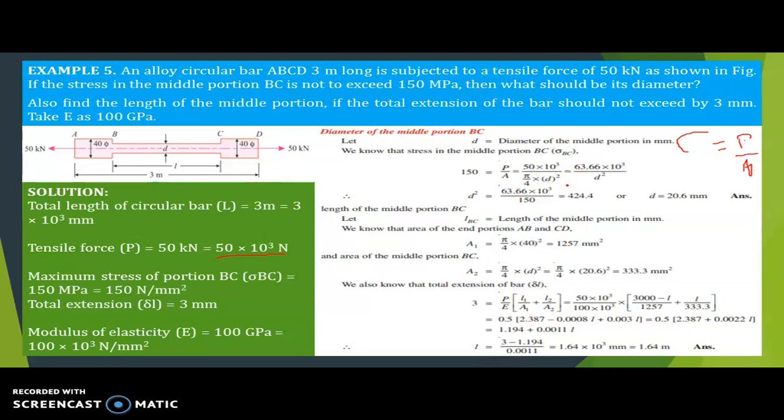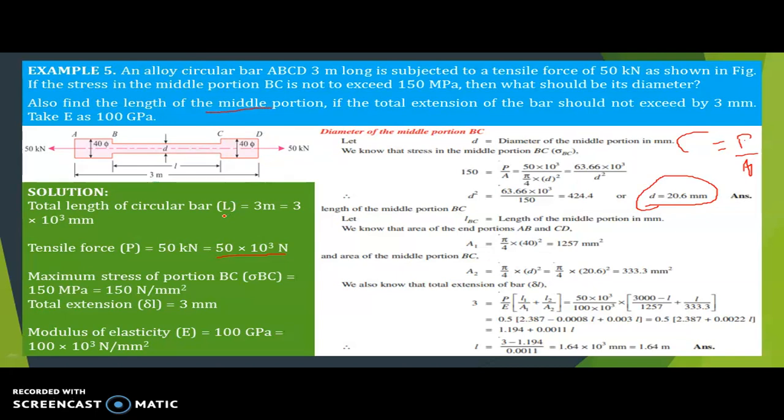When you simplify this, you will get D square is equal to this. Take the square root of that, you get D is equal to 20.6 mm. In this way you can calculate the diameter of the middle portion. Okay, the first part is over. Next we will find the length of the middle portion. How to find the length of the middle portion?